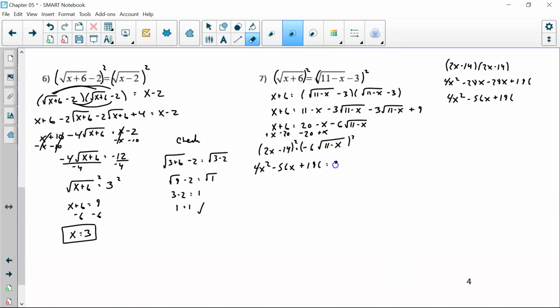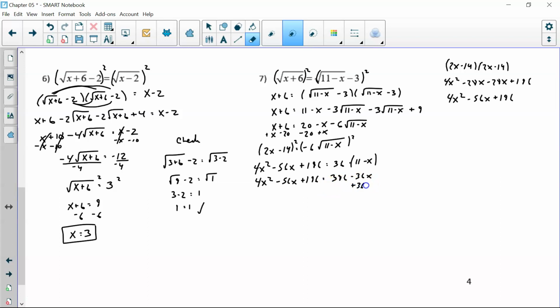Negative 6 squared is 36. And when we square the square root, we get times the 11 minus x. All right, so we'll distribute the 36. So 4x squared minus 56x plus 196 equals 36 times 11 is 396 minus 36x.